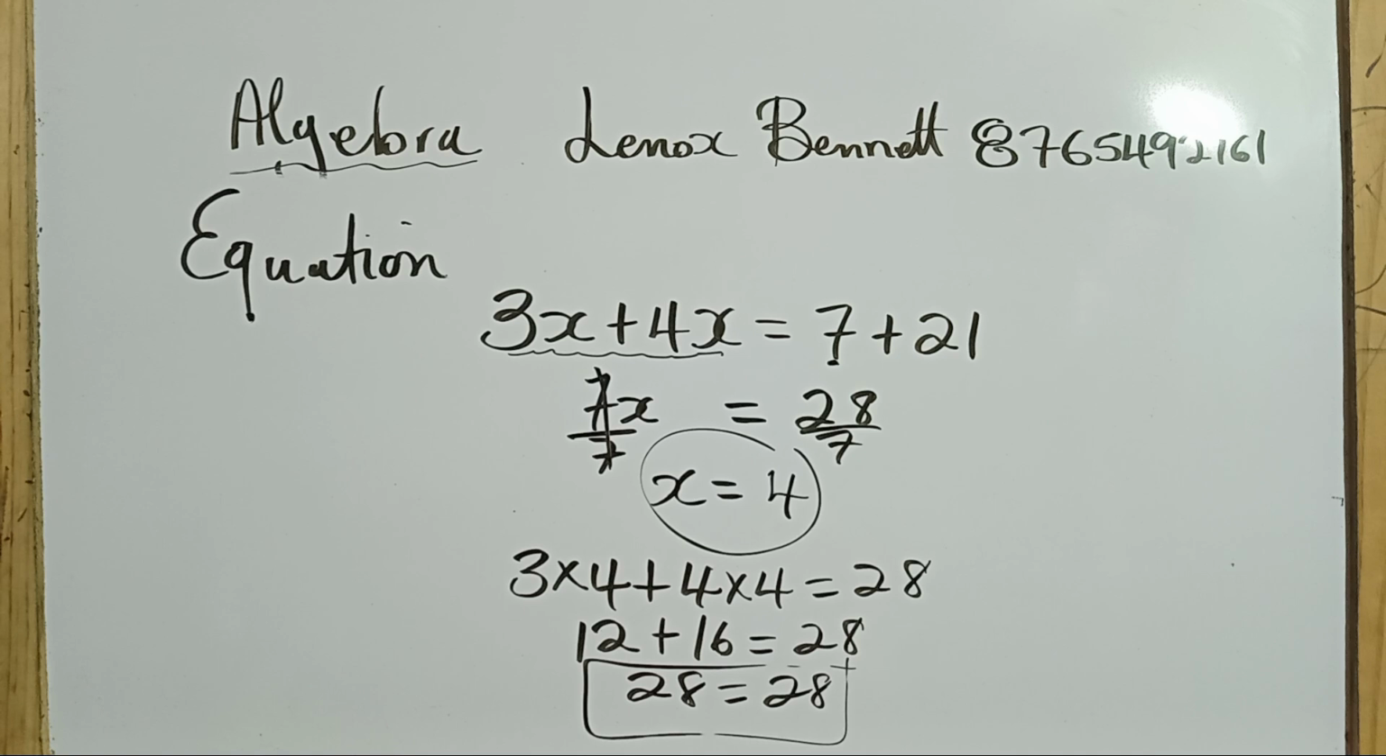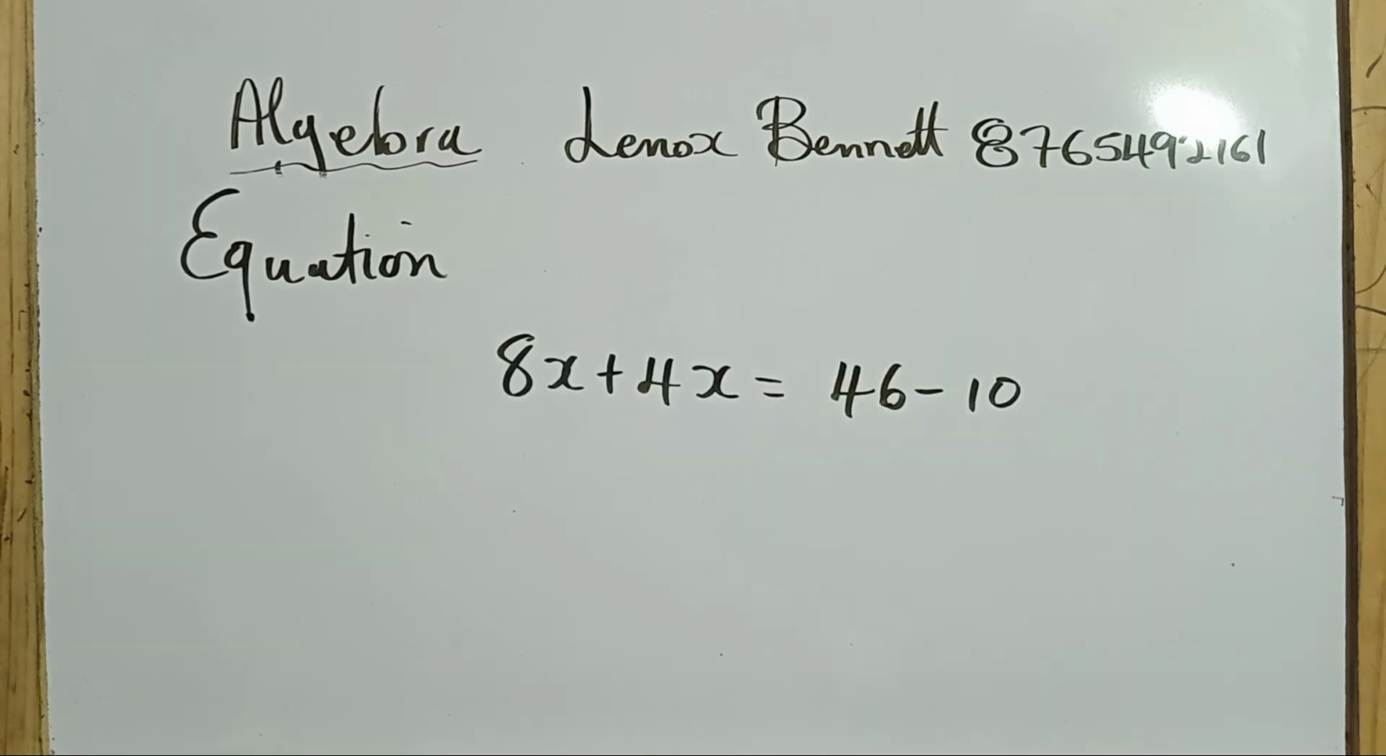I'm going to leave one and I want to see the first student to put this one in the comment section or in the chat. Let's see who can get it first. All right, so this is the question for everyone. 8x plus 4x is equal to 46 minus 10. Leave that one in the comment section.